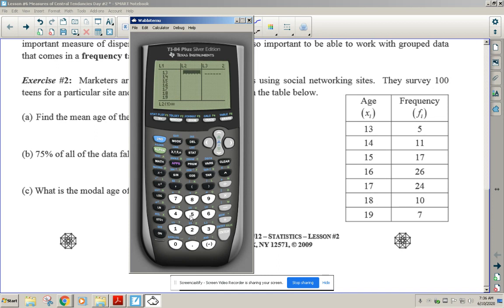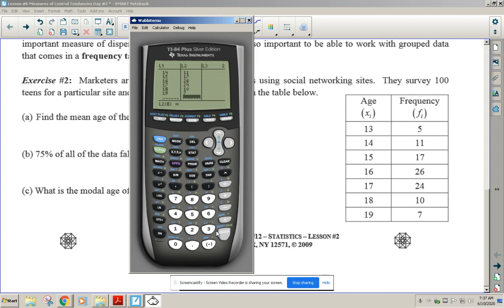Then they're talking of this problem, teenagers and social networking sites, they're saying only 5 13-year-olds, and this is an old study or made up, 11 14-year-olds, 17 15-year-olds, 26 16-year-olds, 24 17-year-olds, 10 18-year-olds, and 7 19-year-olds.